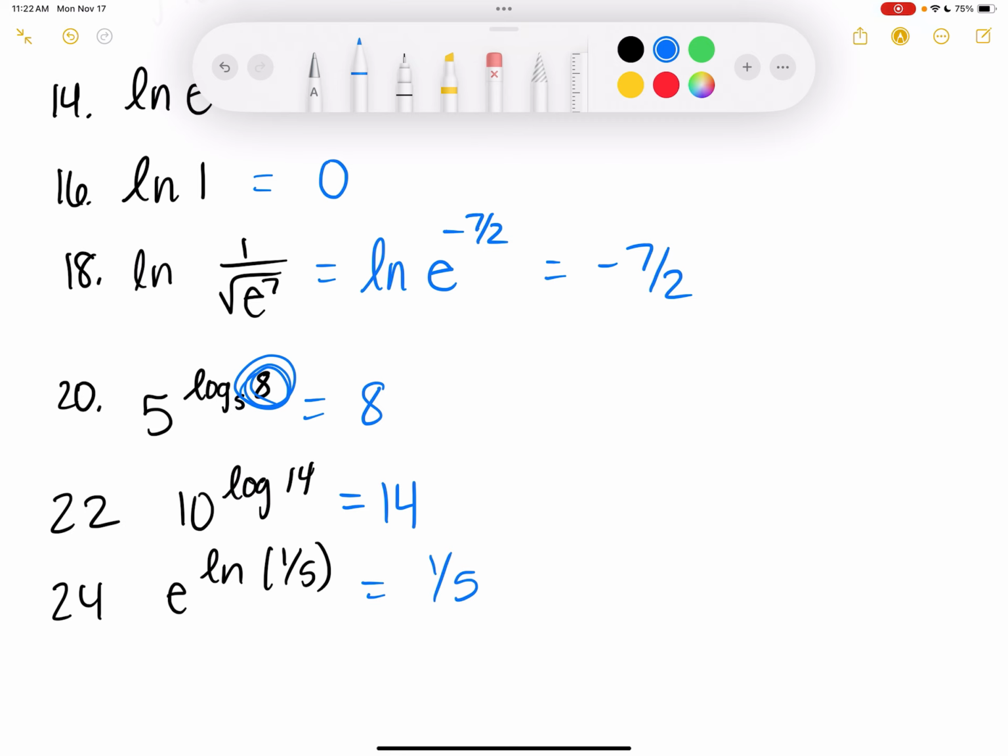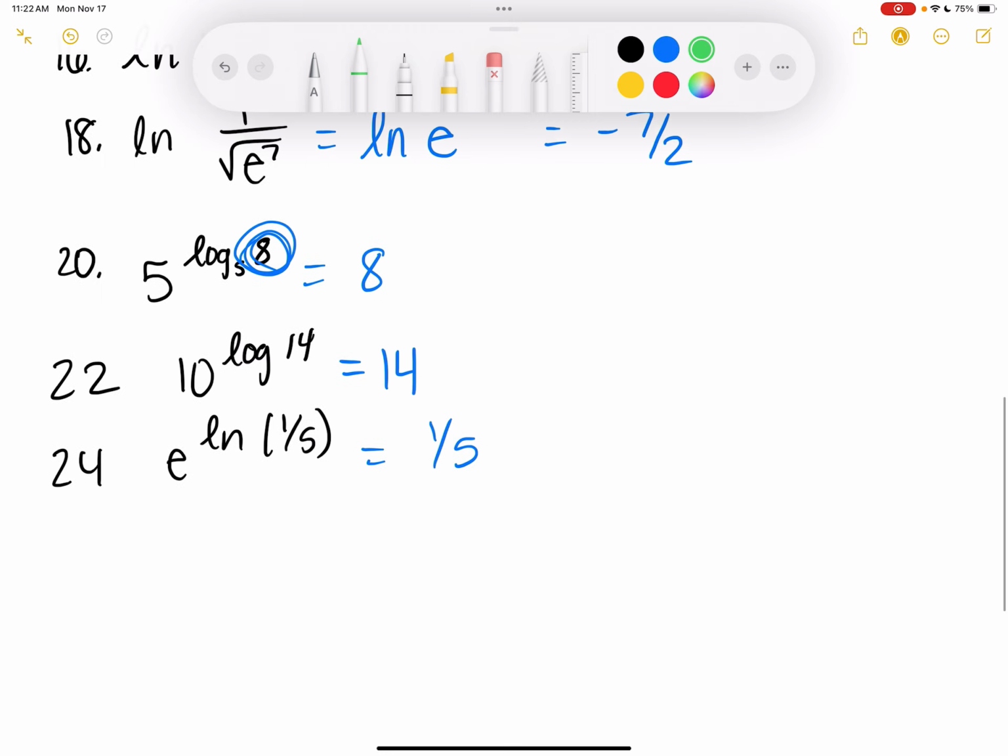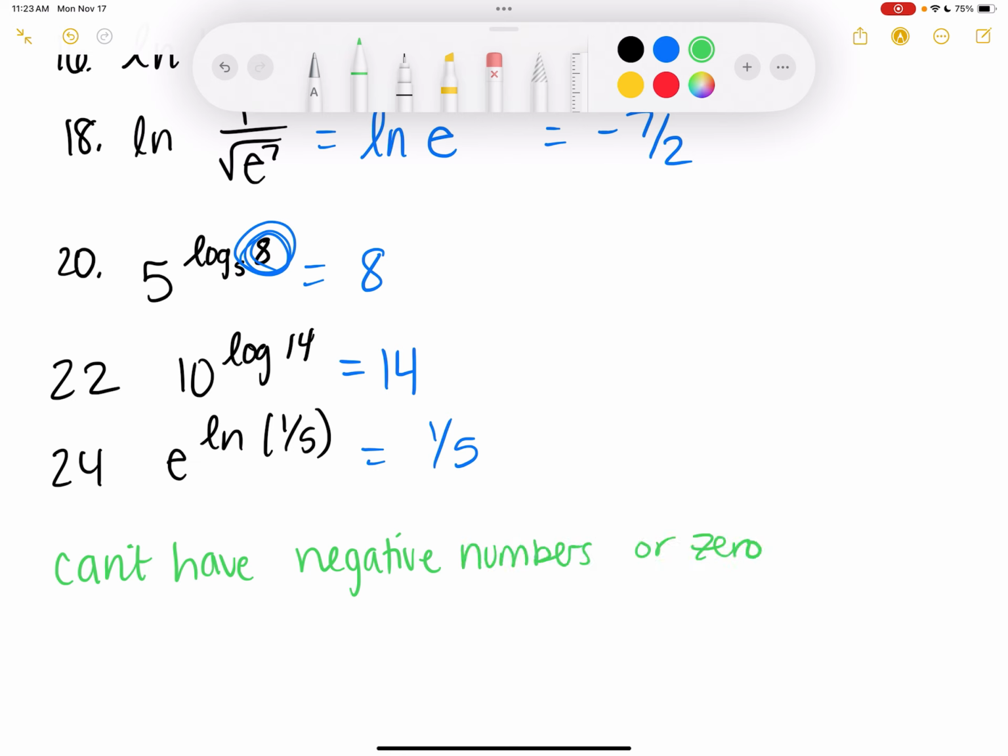Something that may or may not have been in your notes, I'm not sure just because of where it is on my paper, but we can't have negative numbers or 0 inside the log. I can still write it if it's in my notes. If there is, then it is undefined.